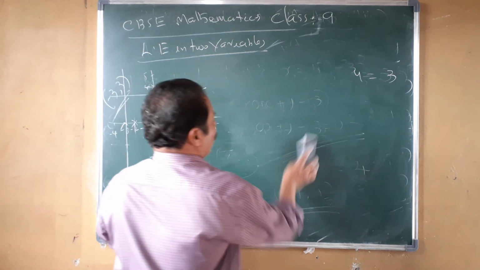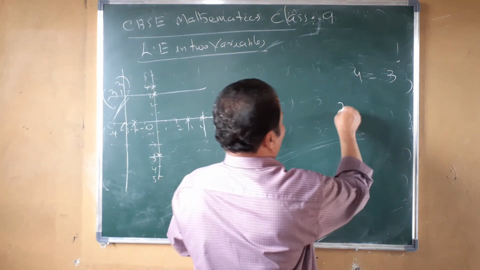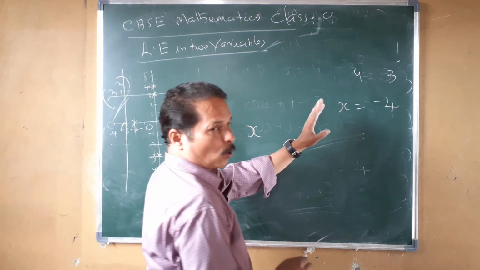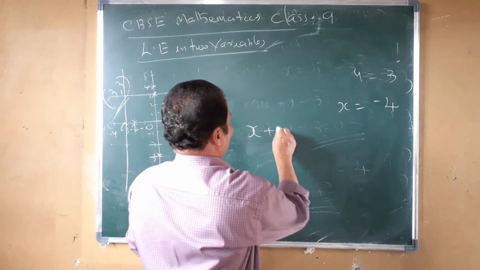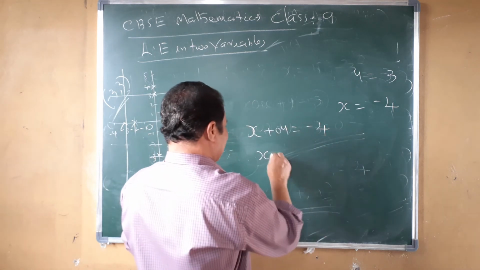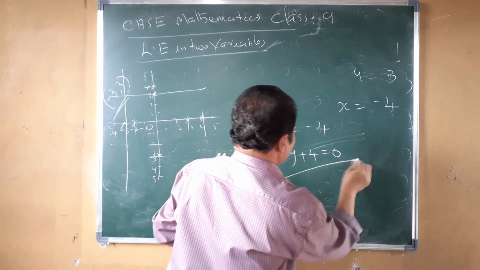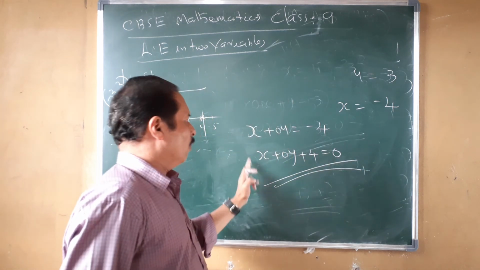One more example. x is equal to minus 4. Now x is given. The coefficient of y is 0. x equal to negative 4: x plus 0y, with minus 4 transferred to the left side, plus 4 equal to 0. Now this is in the form of ax plus by plus c.